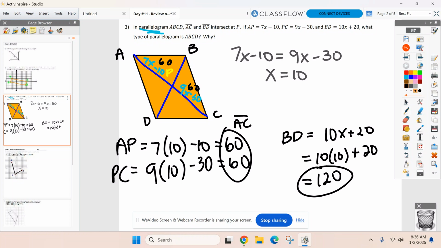Let me go a little further. 60 and 60 gives me how much? 120. So this whole diagonal is 120, and BD is 120. What do I know about the two now? They're congruent. Look on your paper now. I have a parallelogram with congruent diagonals. What do I have? That only happens in one figure.